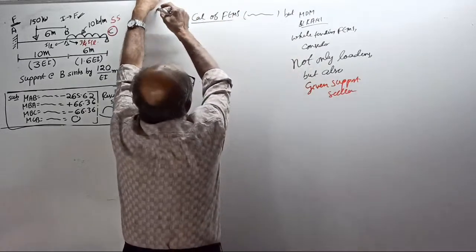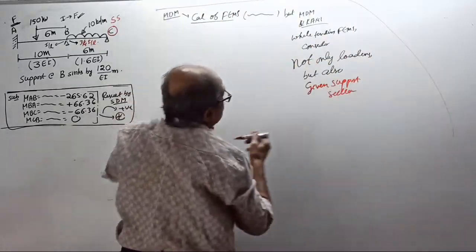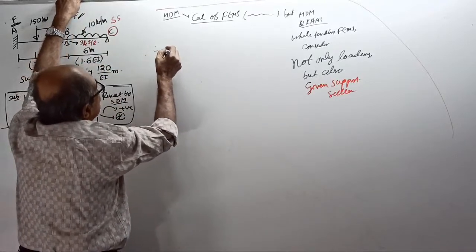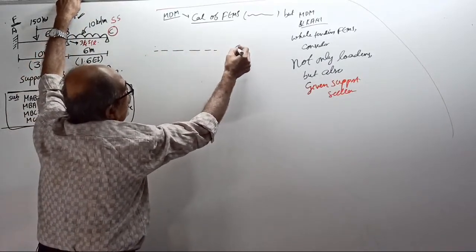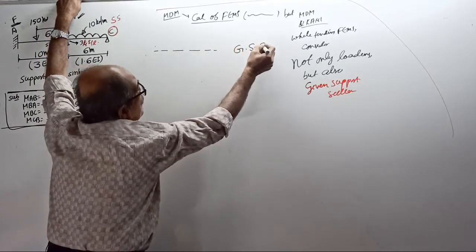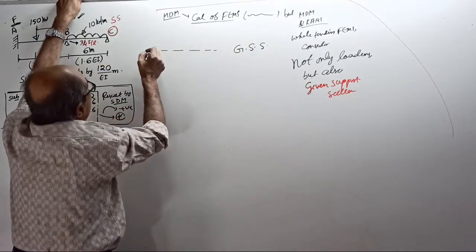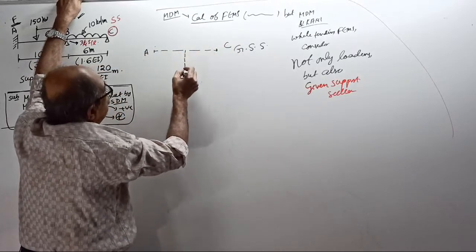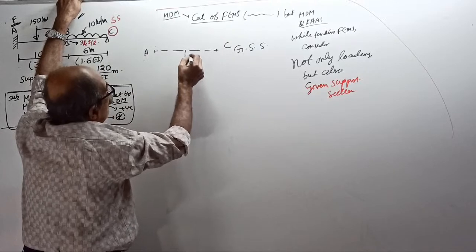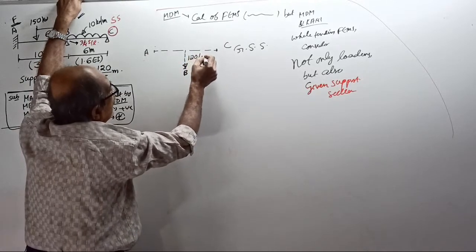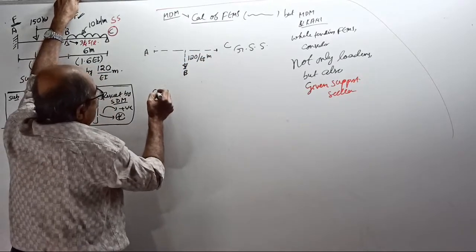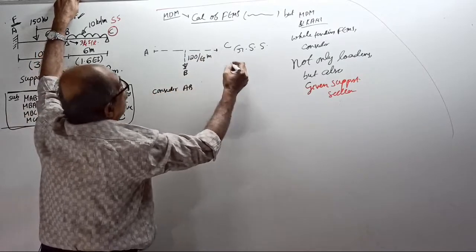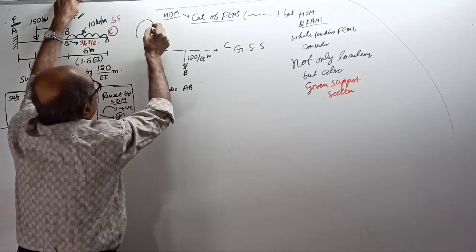Right. Then you do one thing. After all the story, start. First write one sketch here. Given support settlement. A is there only, C is there only. Your B will sink by how much? 120 by EI meter. Okay. Now start. First, consider AB. Clockwise positive, remember, clockwise positive.